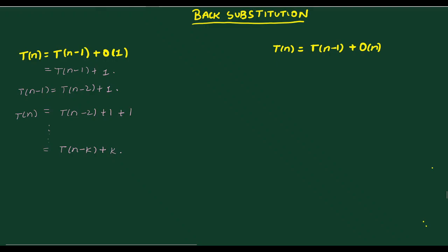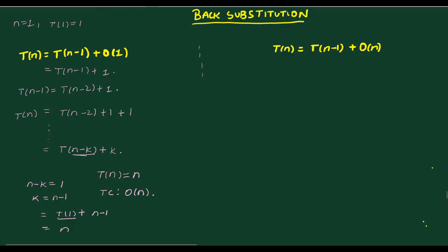Let's say the stopping condition for this is at n equals 1, where t of 1 is equal to 1, right? So if we analyze this, to make this one as 1, we have to put n minus k equals 1, or k equals n minus 1, right? So this makes this equation t of 1 plus n minus 1, right? The value of t of 1 is 1, so we basically get t of n equals n, or we can write time complexity is big O of n, right?